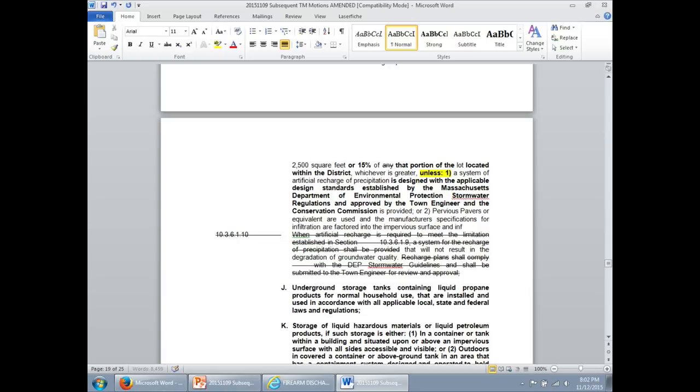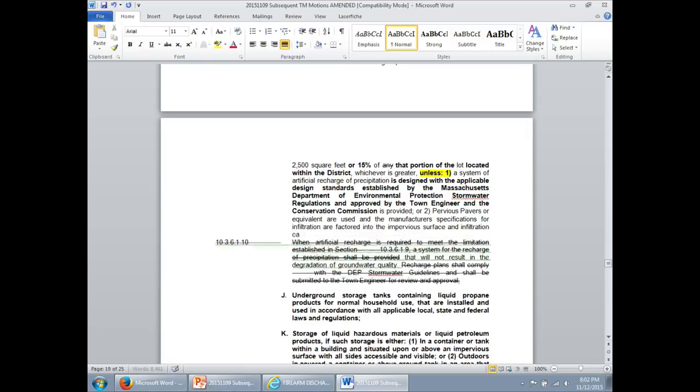What this allows is to use pervious pavers, and even if you exceed some of these standards, you're still allowing the appropriate amount of water to infiltrate into the groundwater. So it just provides another option and more flexibility to meet the standard that's specified by DEP.